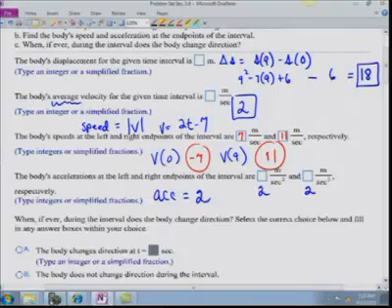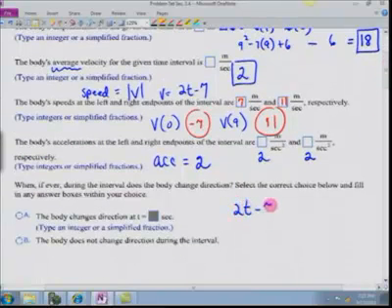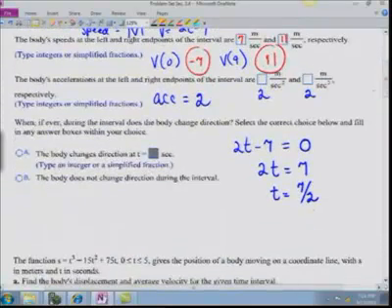When, if ever, does the body change direction? What did we say about when something's moving? When does it change? When v is 0. So, where's our velocity? Here? Okay, so take that, set it equal to 0, and solve it. Just to be sure, you want to test on either side of it, and if there's a sign change, then there's a change in direction.